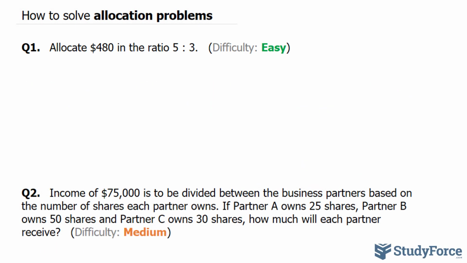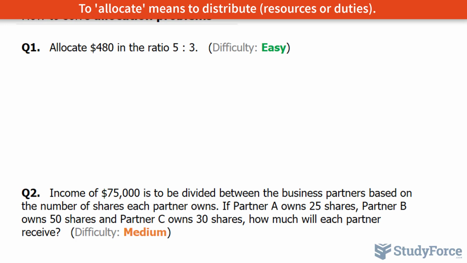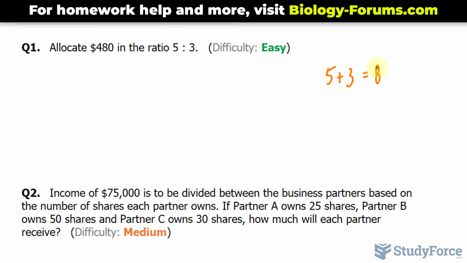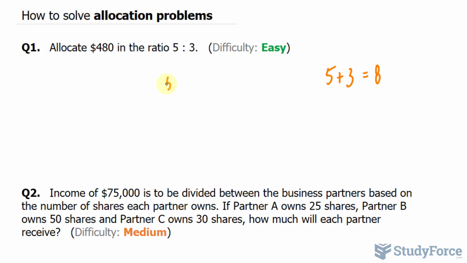The first thing that you want to do is add up how many equal parts there are, and you can do that by adding the terms in the ratio. So we have 5 to 3, 5 plus 3 is equal to 8. So there are 8 parts. Next, what you want to do is write down each of these numbers as a fraction. So we have 5 over 8, and we have 3 over 8.